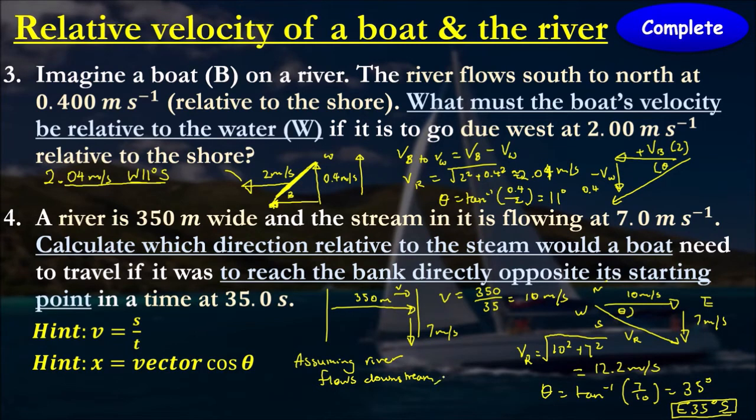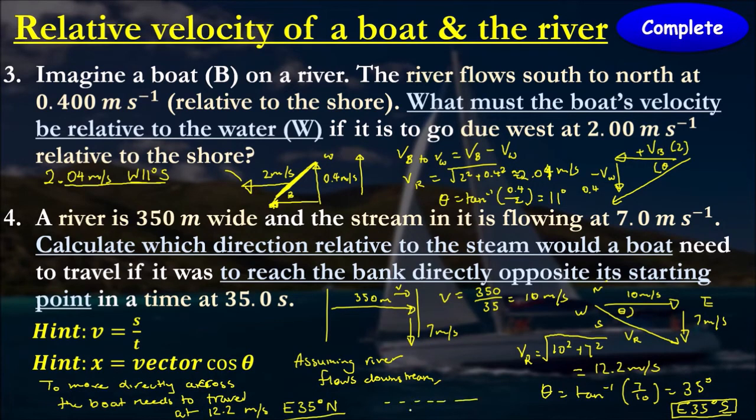So what can we do here? To move directly across, we need to go at the opposite of that angle. So the boat needs to travel 12.2 meters per second at an angle of east 35 degrees north.